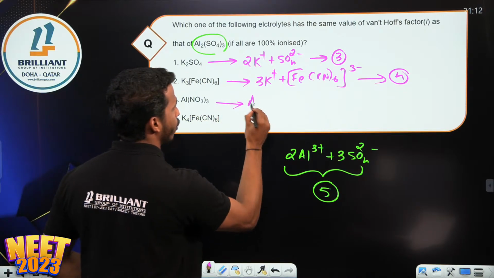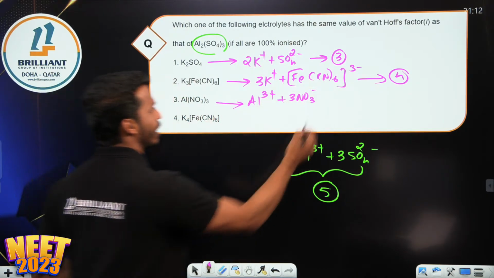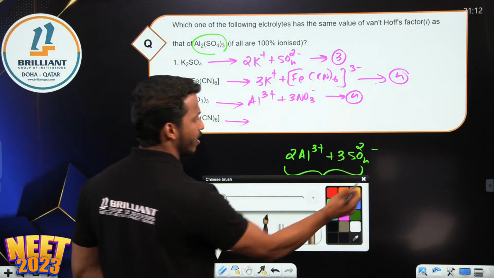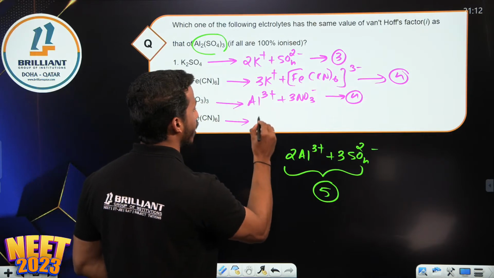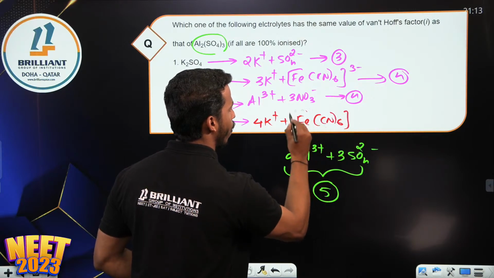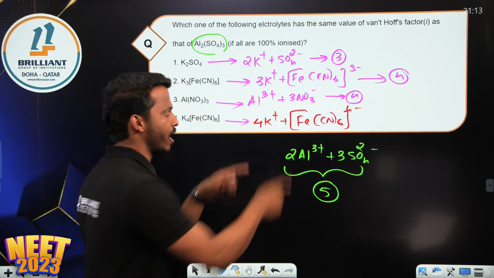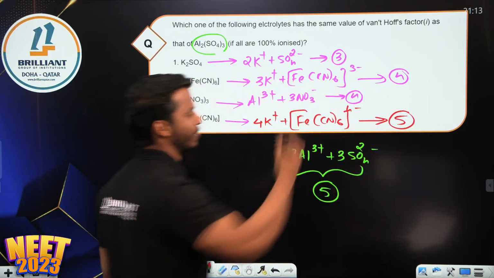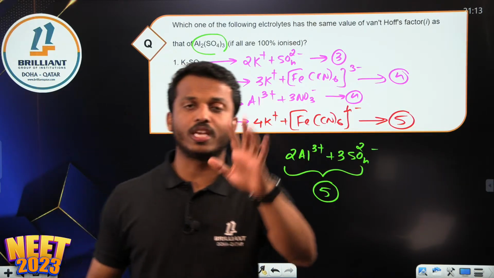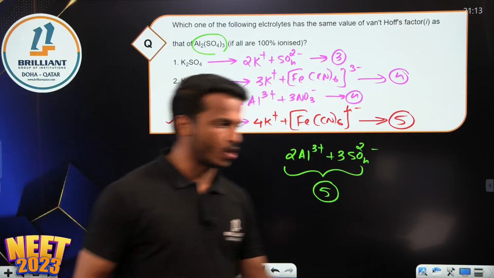Al(NO3)3, dear all, will give you Al3+ and 3NO3-. So in total it gives 4 ions. What about K4Fe(CN)6, dear all? That is our answer. K4Fe(CN)6 when split gives 4K+ and Fe(CN)6 4-, so 4 potassium and 1 coordination sphere ion, a total of 5 ions. So aluminium sulfate has an i value equal to 5. The same i value is shown only in option 4, so the answer is option 4.